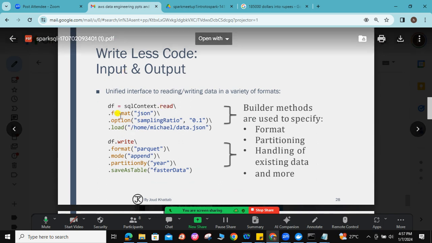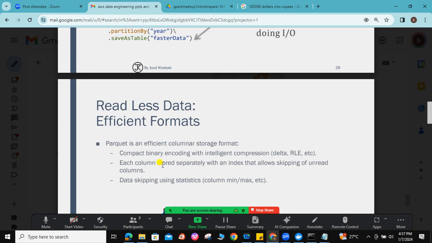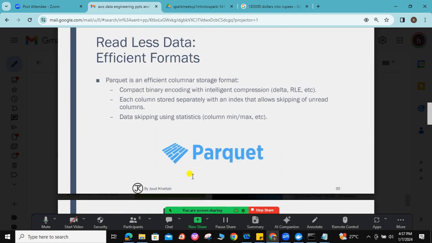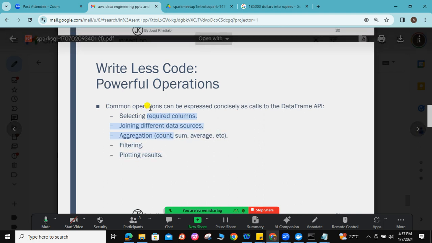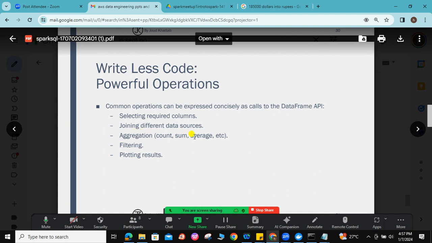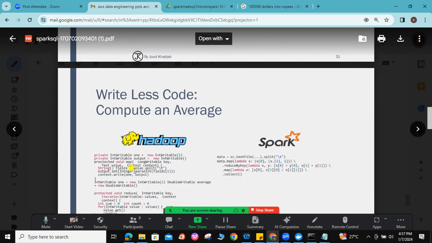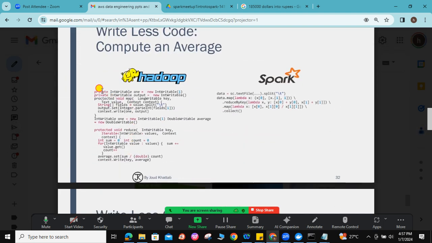Write less code input. Okay, so read less data, Parquet. Write less operations: selecting, joining, aggregating. Common operations can be executed. So you know, joining, aggregation, filtering. Write less code, compute average. See, in Hadoop you should write so much. See, in Spark, so easy.